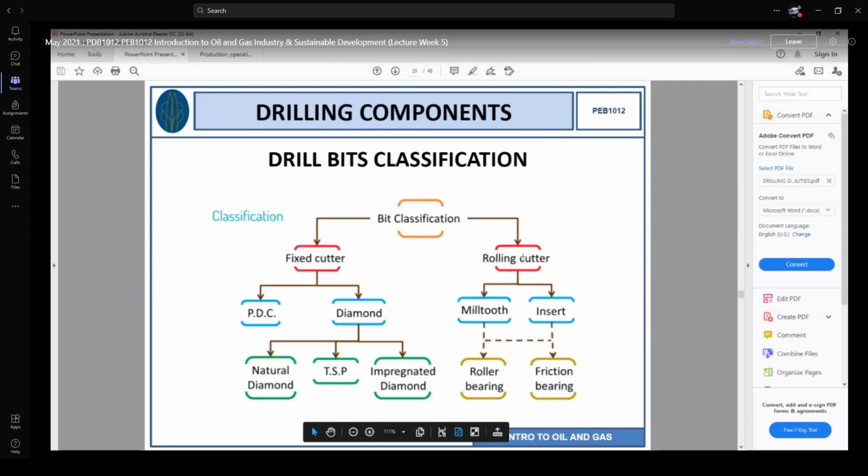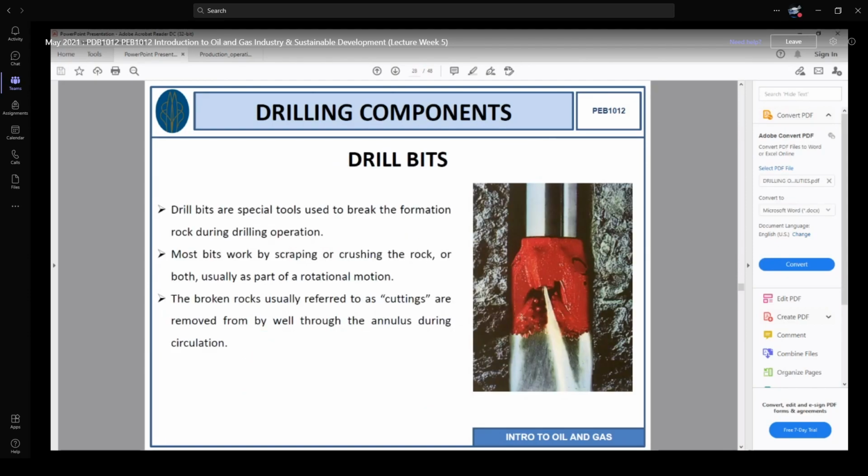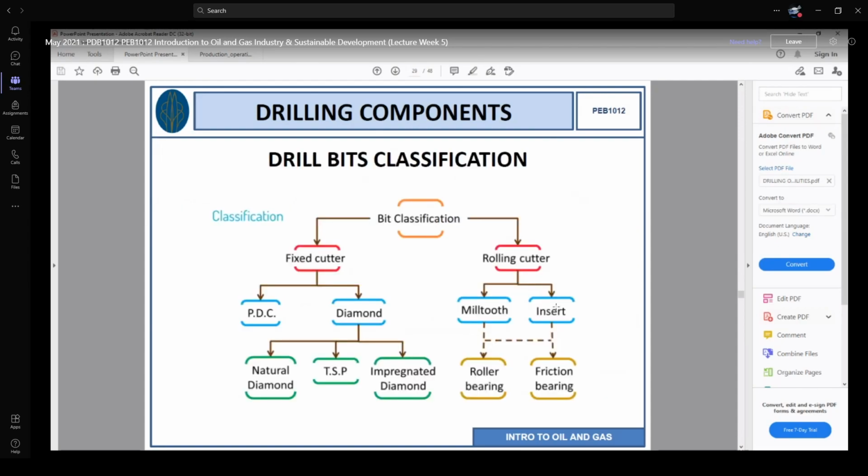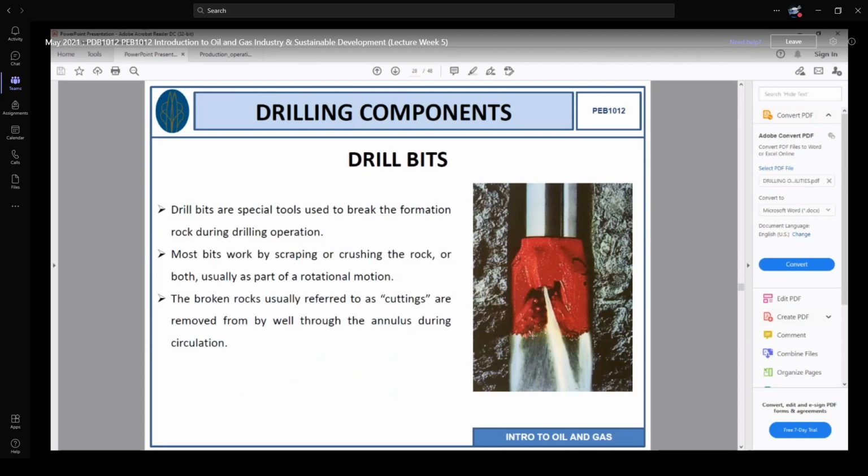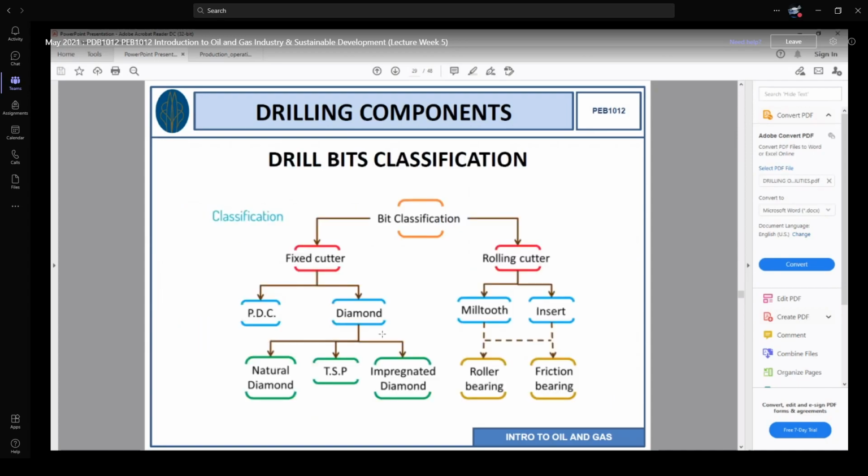So, some classification of the bits: we have two kinds, the fixed cutter bit and the roller cone bit. In the previous diagram, this is the roller cone bit. These are the cones, they are going to rotate, roll, or revolve, or you can say rotate. But with the fixed cutter bit, these cutters are not going to move, only the bit is going to rotate by the rotation of the drill string, right?